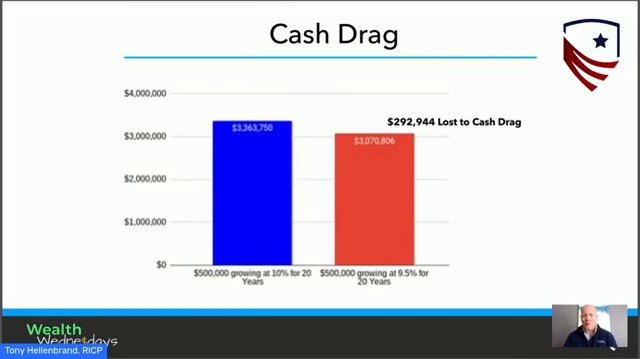That's what it ends up growing to. And again, this is just totally a hypothetical. This is not an estimate of the future or a forecast or anything like that. And then over on the right, instead of being fully invested, only 95% of your money is invested. So here we have $500,000 growing at 9.5% for 20 years. And look what happens. It only grows to 3.07 million.